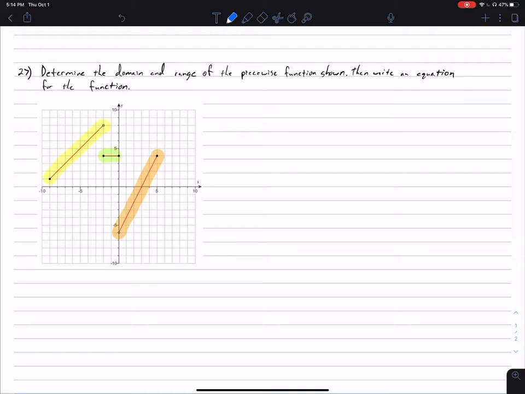Starting with this first one, we have this point here, negative 9 and positive 1. And what do we have here? We have negative 2, 8.